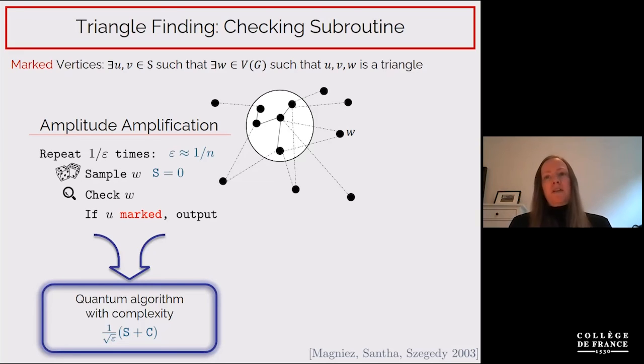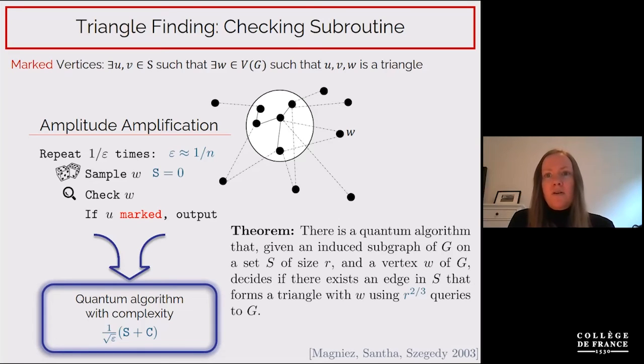And finally, how do we check if a particular W forms a triangle with some edge in our subgraph? Well, I'm not going to give the details here, but it turns out that we can implement the checking subroutine of this amplitude amplification step using yet another quantum walk algorithm. So I'm just going to state this as a theorem because I don't have time to go into the details. For any set S, if we have the induced subgraph on S and any fixed vertex W, then we can find out if W forms a triangle with one of the edges in S in R^(2/3) queries to G, meaning queries to these unknown edges, where R is the size of S. Basically, this theorem just states that the checking cost of our brute force algorithm that searches for a W is R^(2/3). And I won't prove this theorem, but you may be interested to know that the algorithm is a quantum walk algorithm, and it's very similar to the element distinctness algorithm we saw in an earlier example.